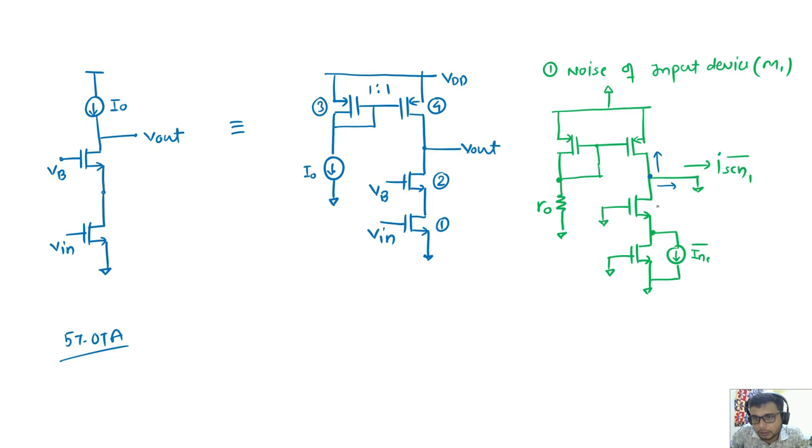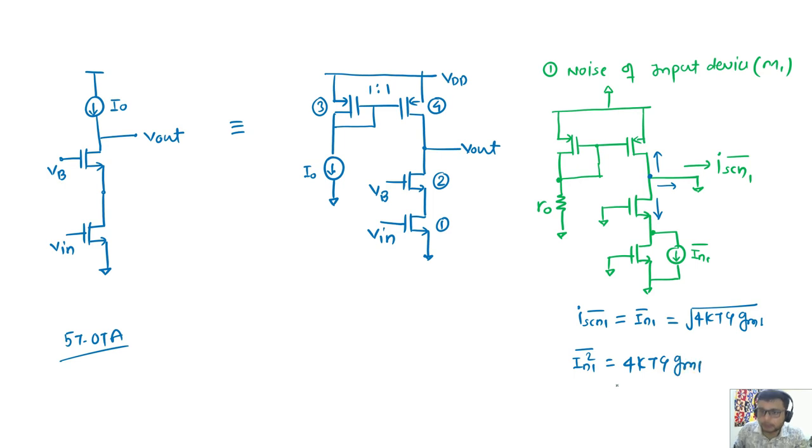So basically this current is coming from this side, so this entire ISCN1 is nothing but the entire current noise of the first transistor, that can be written as the square root of 4kT gamma gm of transistor 1, or I can say the mean square value of this current noise is 4kT gamma gm of the first transistor. So this is the noise current that is completely flowing across a short circuit at the output.